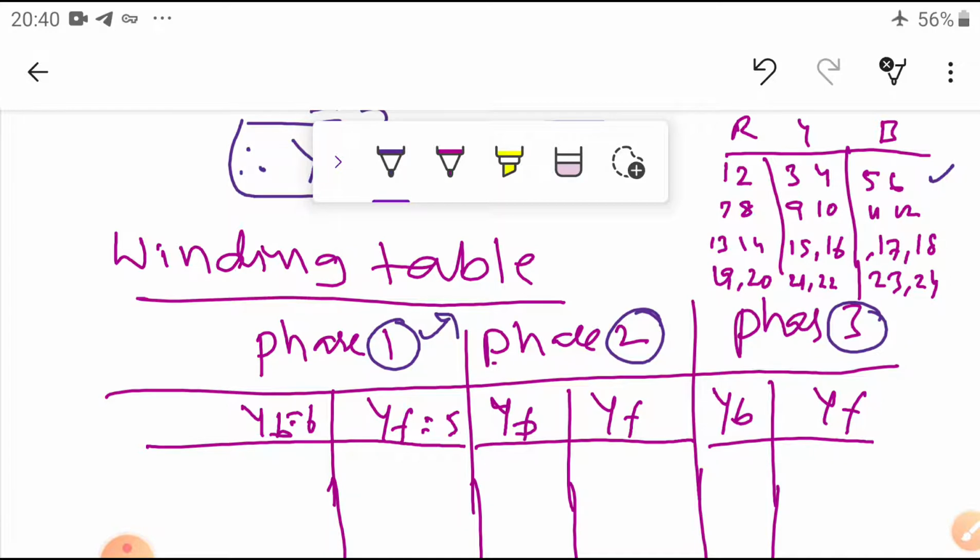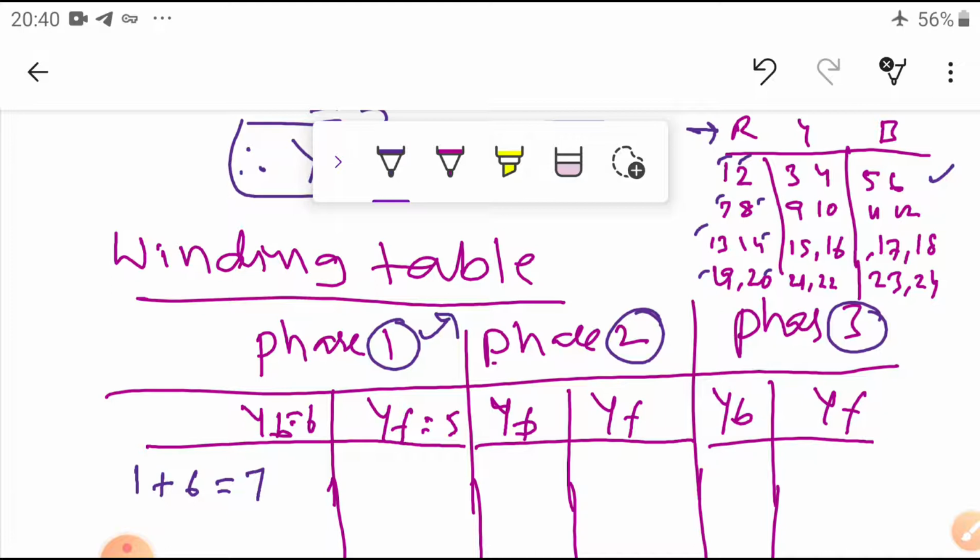So, let us assume phase 1, the R phase. What are the slots? In the first case, slots 1 and 2, 7 and 8, 13 and 14, 19 and 20. These are the slots distributed under each pole. Okay, let us start under one slot. I started at 1 and completed the back pitch of 6, that is equal to the 7th. I will go to the 7th slot here.